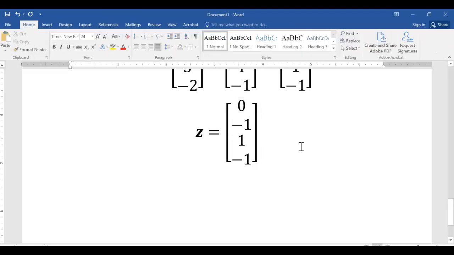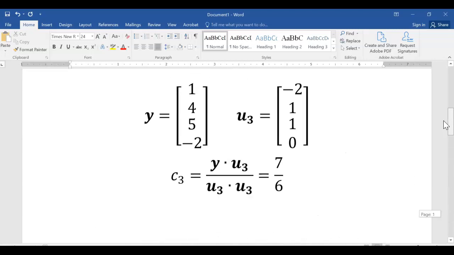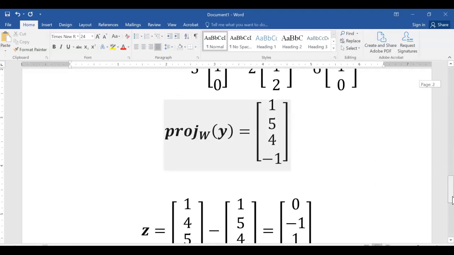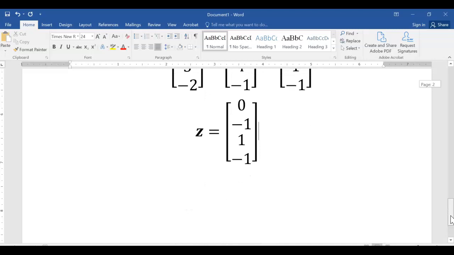Now, if we've done this right, you should be able to go back up to W and show that z is in the orthogonal complement of W. Just take that z we found, take the inner product with all three of these basis elements, and you can check your work and see that you, in fact, do get 0. So we came up with the z, which is, in fact, orthogonal to our set W.